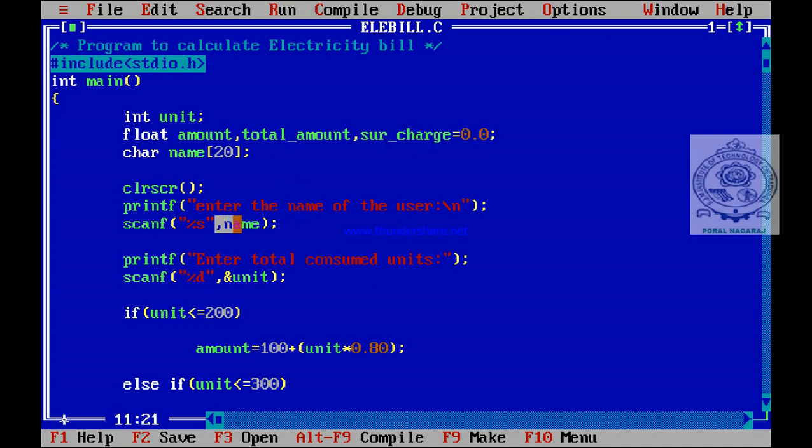Here you have to input the name. That's why two inputs, so we have two scanf statements. One is name, that's why percentage s is taken. Observe name is not preceded by ampersand. Another input is unit, so that's another scanf statement.